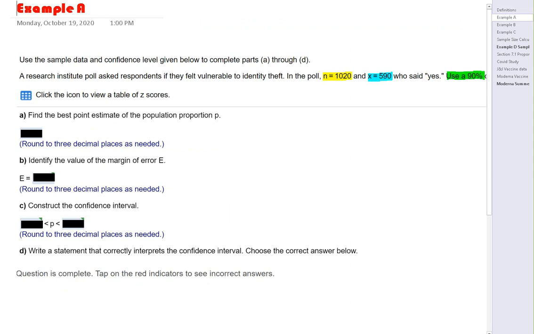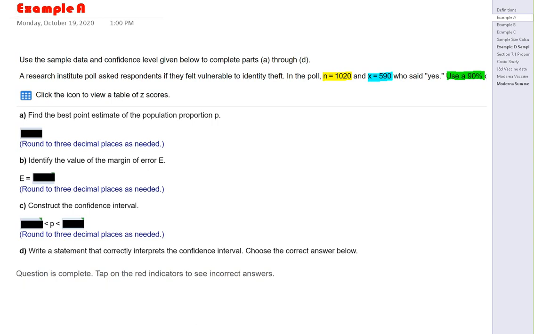Use the sample data and confidence level below to complete parts A through D. A Research Institute poll asked respondents if they felt vulnerable to identity theft. In the poll, 1,020 respondents, 590 of which said yes. We want to use a 90% confidence level to answer all these questions. So the first one is find the best point estimate of the population proportion p.